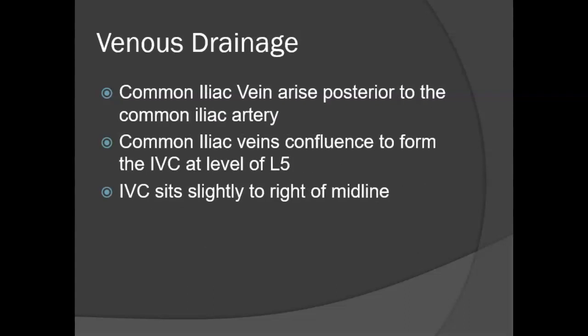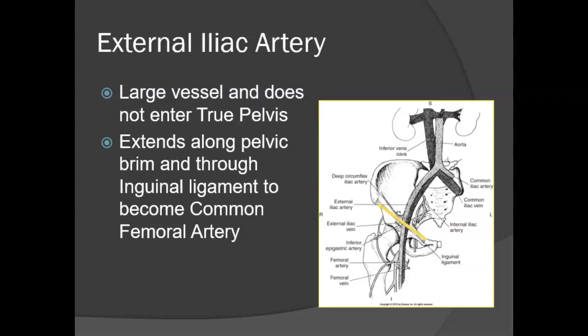Common iliac veins arise posterior to the common iliac artery, and common iliac veins confluence to form the IVC at the level of L5. Notice I use the word confluence here instead of bifurcate, and that's essentially because our vessels are coming up our leg and joining at L5 and then become IVC. IVC does sit slightly to the right of the midline, which most of this you all have seen before. I am going to jump up to this picture here because I think there's some veins on here. Yeah. All right, so we can see our vein here. This would be our common femoral vein, then becomes external iliac vein, and then it joins to form inferior vena cava.